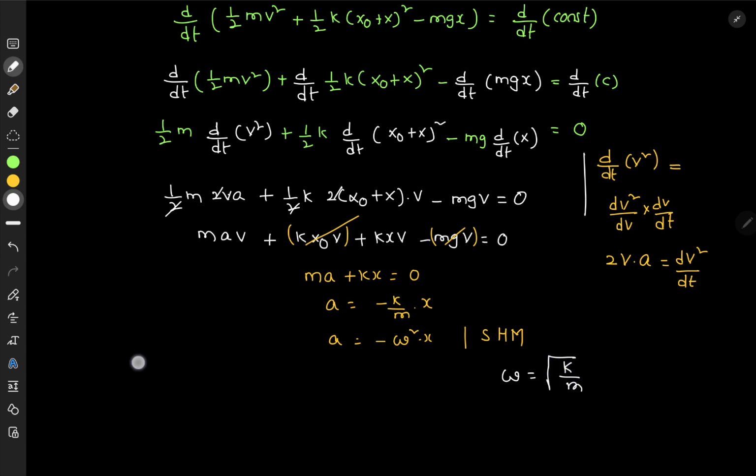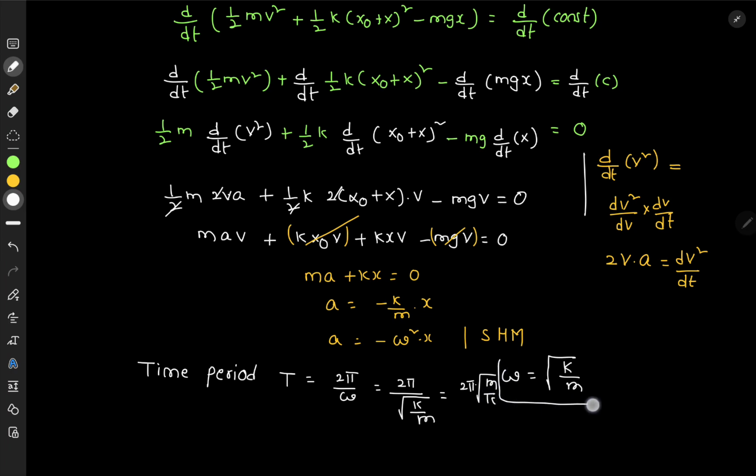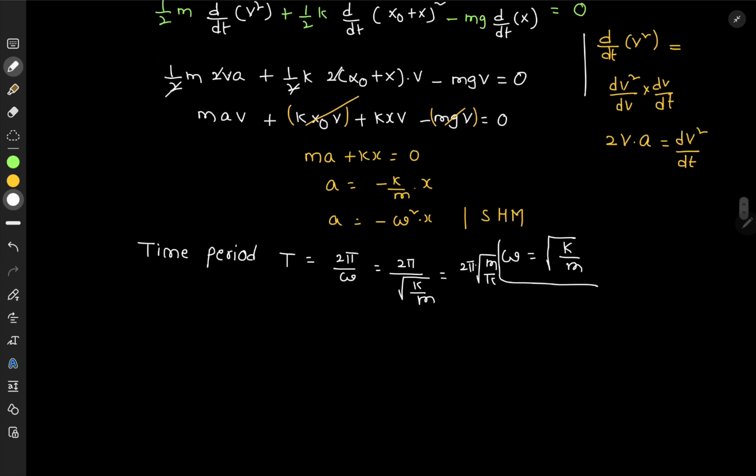Now what do we want? We want time period, right? Time period T, directly we can write T equals 2 pi by omega. That means 2 pi by square root of k by m, that means 2 pi into square root of m by k. What another value do we want? We want frequency f equals 1 by T. Then reciprocating it, 1 by 2 pi into square root of k by m.